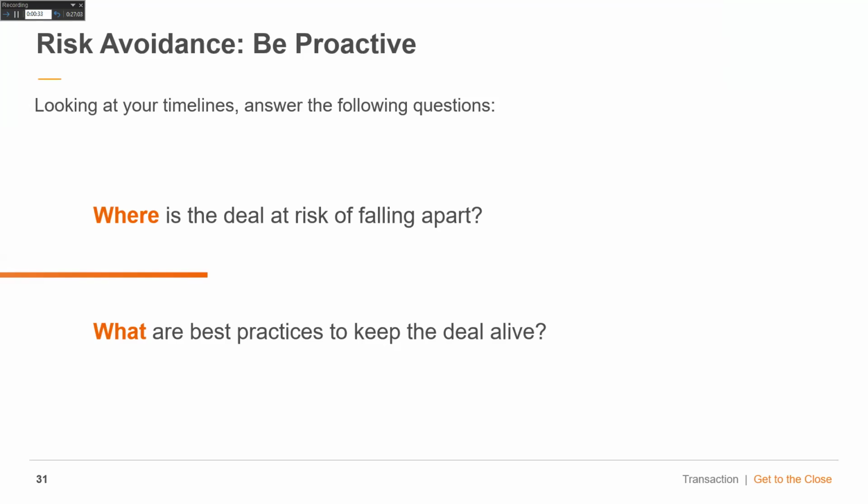And where's the deal at risk of falling apart? Feel free to speak up. Financing. Yep, financing. Where's the first part where it could fall apart? The title. Oh yeah, or they're not accepted for the loan. Well, if they're pre-approved with a reputable lender, they should be able to get it. That's why you talk to the lender.